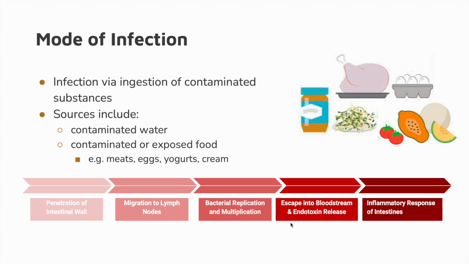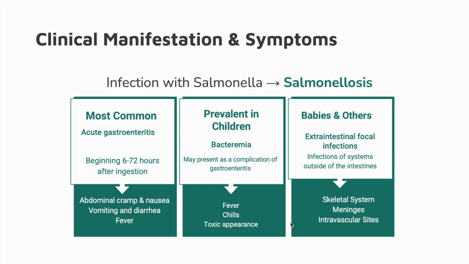Macrophages will then ingest them without breaking them down and migrate them to the lymph nodes. Here, the bacteria will replicate and multiply until the concentration is sufficient for release. They will then escape the cell into the bloodstream, where they will release endotoxins, causing an inflammatory response of the intestines. So we know that Salmonella infection may lead to inflammation of the intestine.